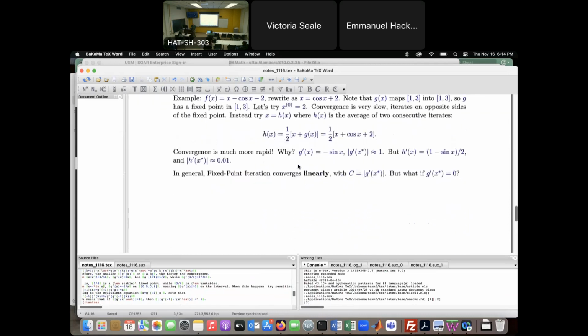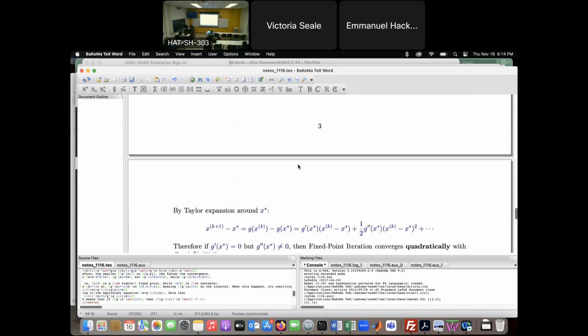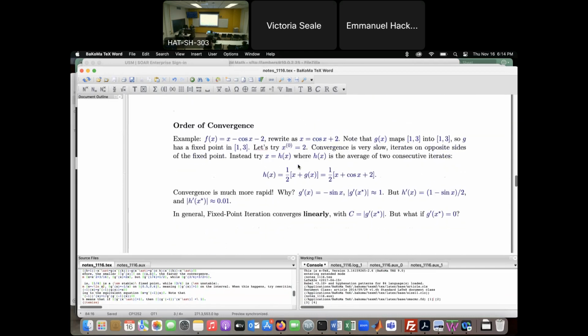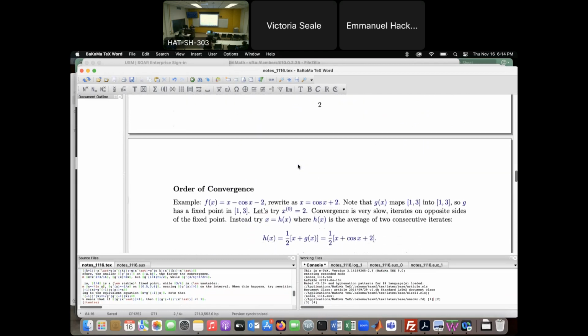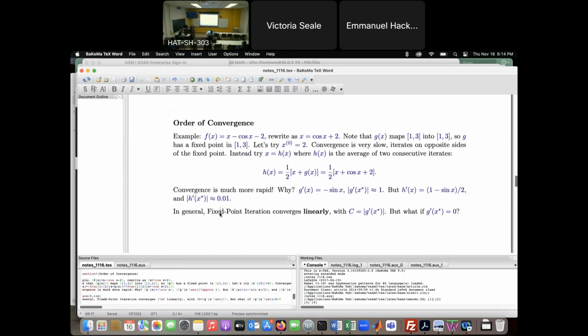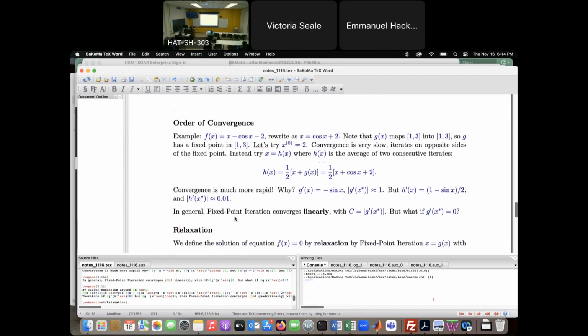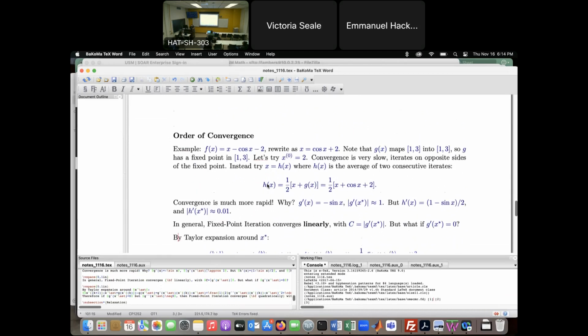Oh, wait. What am I doing here? Why am I always getting blank space? Well, sometimes I put a new page command in here, and I'll just delete that.